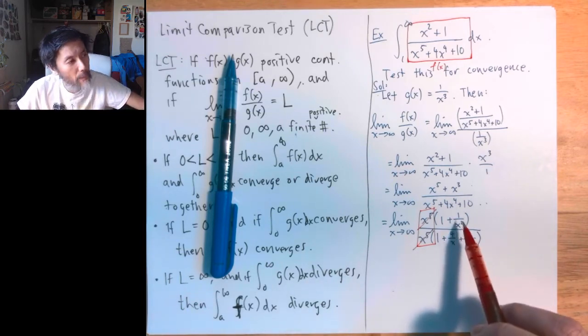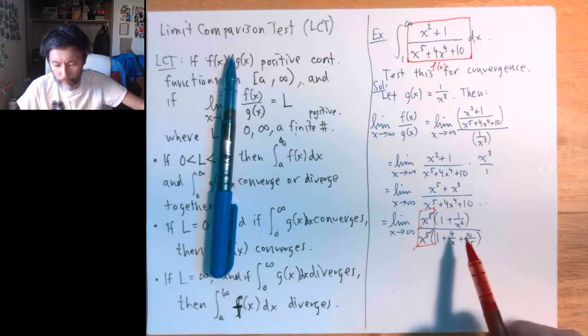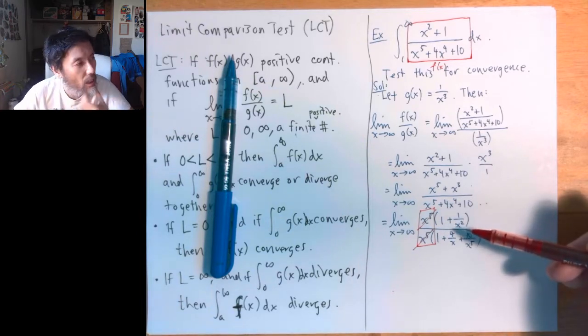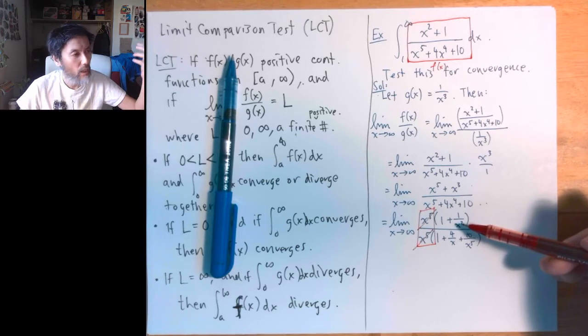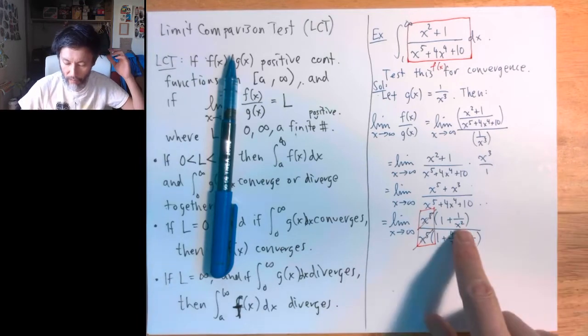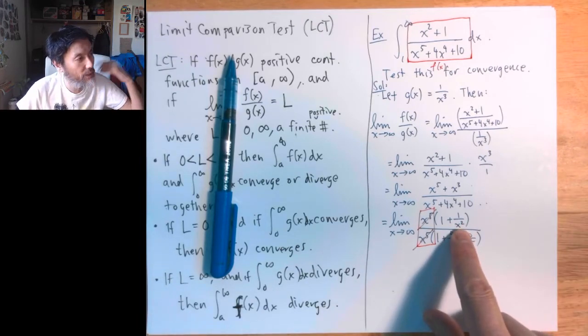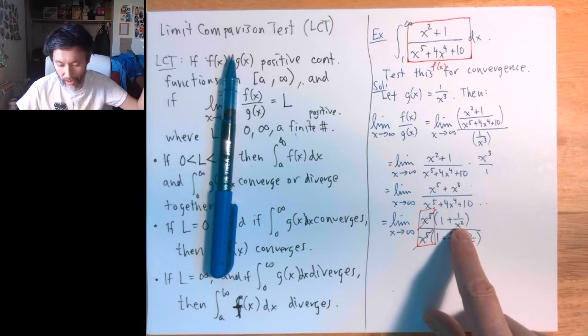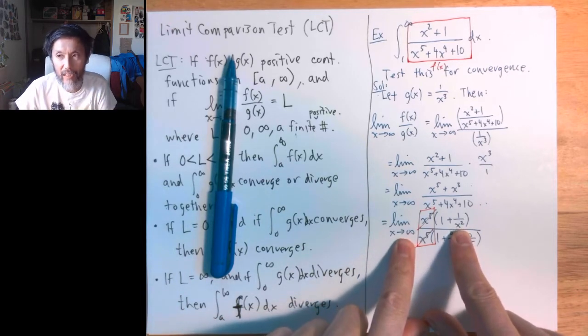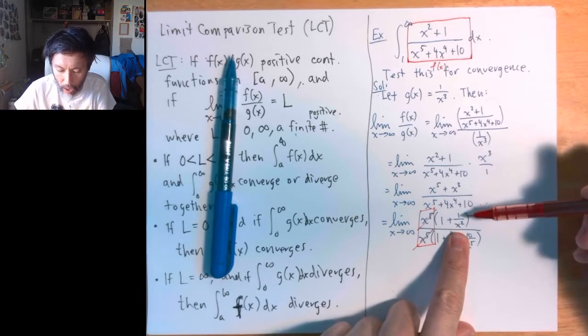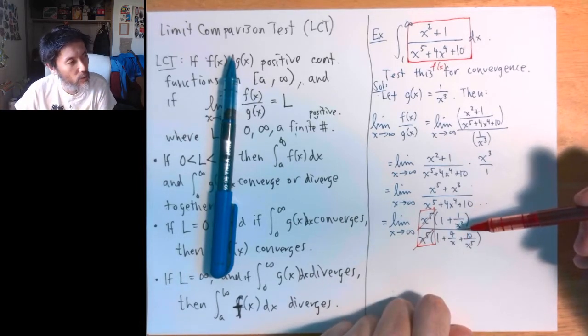For example, what happens to 1 over x squared? So when x is like 10, this is 1 over 100. When x is like 100, this is like 1 over 10,000. When x is 1,000, this is 1 over a million. When x is a million, this is like 1 over a trillion. In other words, the larger that x gets, the smaller and smaller, that is to say closer and closer to 0, 1 over x squared becomes.